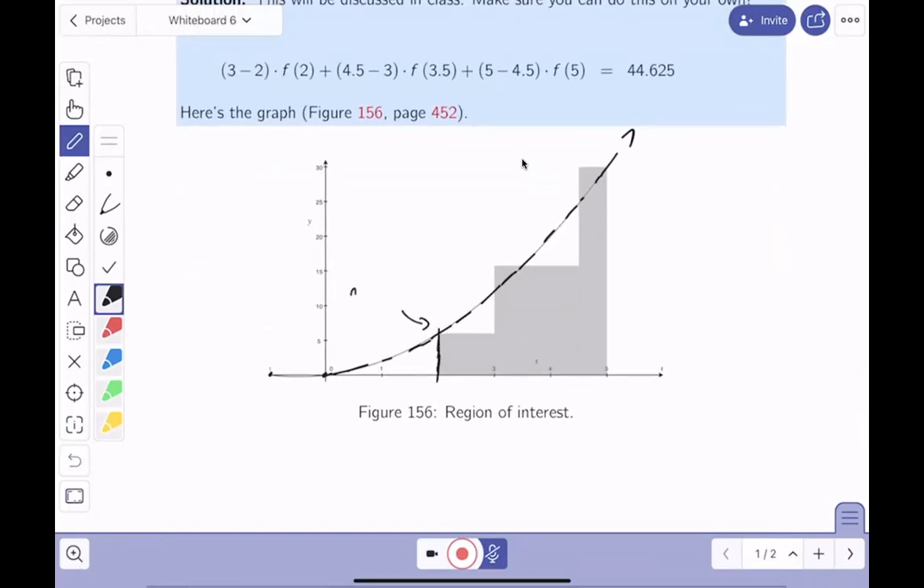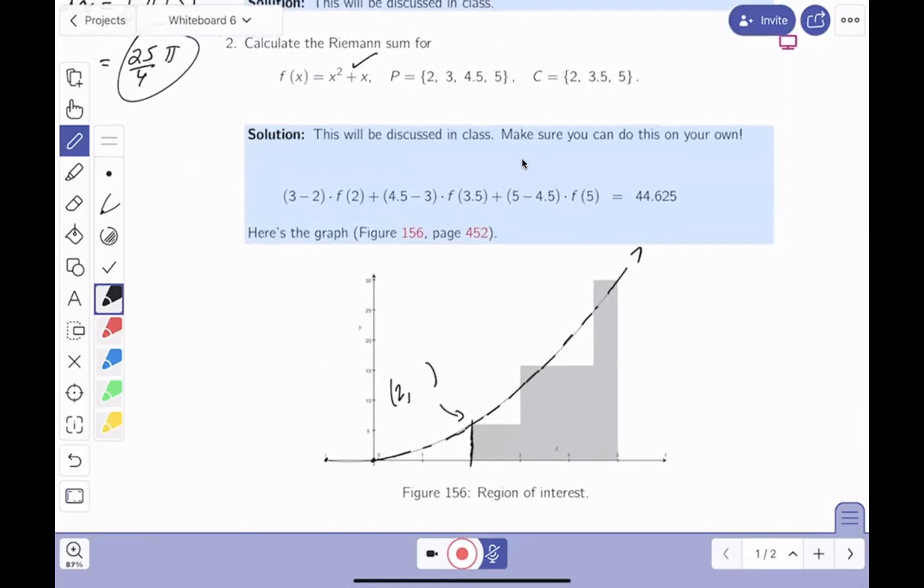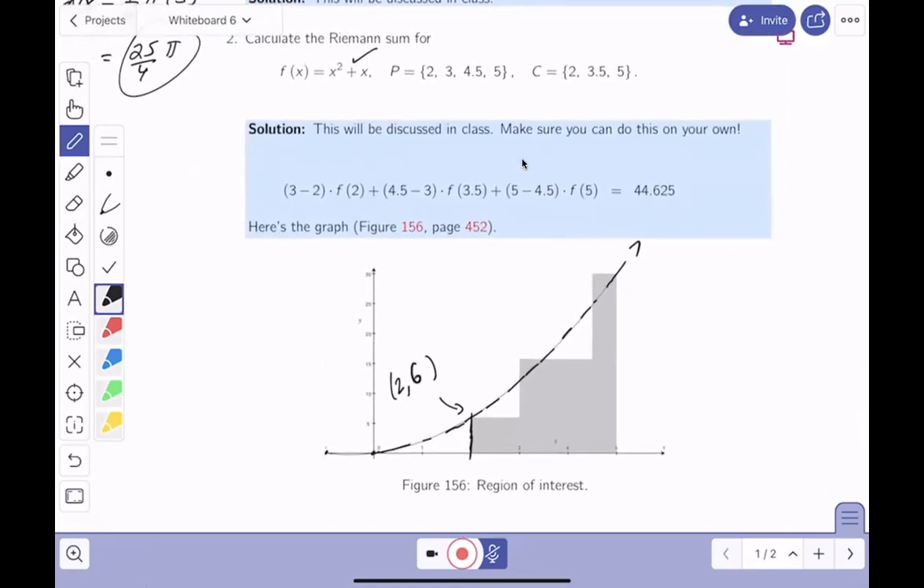And the point here is going to be 2, comma... and I've got to look at the function. What's the function going to be? 4 plus 2 is 6, right? No, I don't think you could have read that from the graph, but certainly that looks like a (2, 6) to me. And the partition ends at 5.